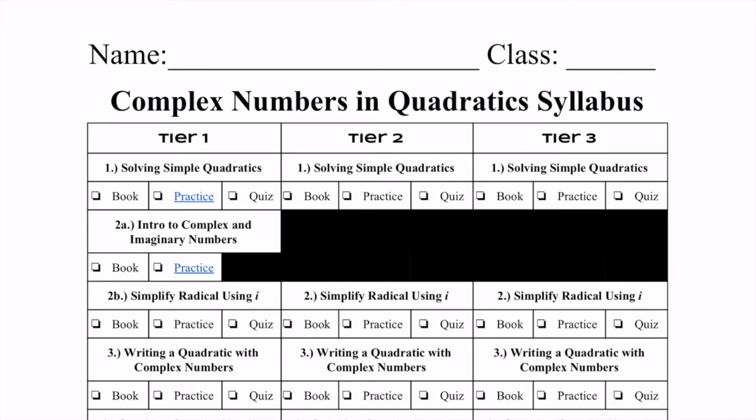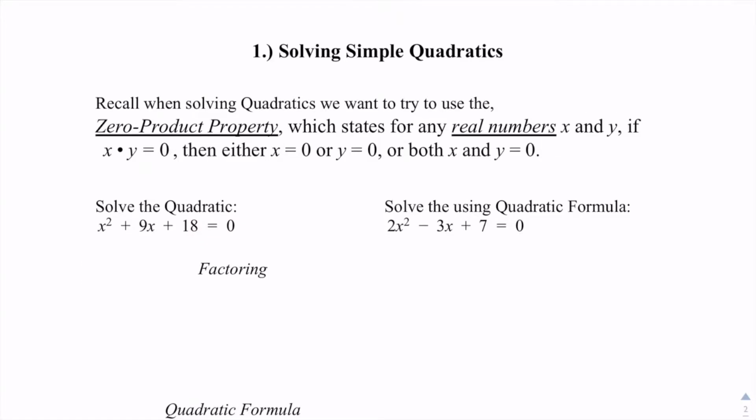Algebra 2 students, we're starting in our complex numbers quadratic syllabus, and we are starting here with Tier 1, Lesson 1, so let's check off our book. It's solving simple quadratics. Recall that when we solve quadratics, we want to use the zero product property, and we want to set both of our factors equal to 0.